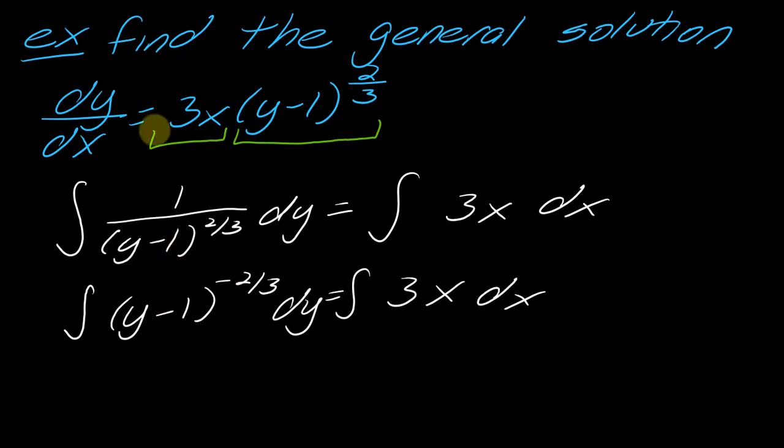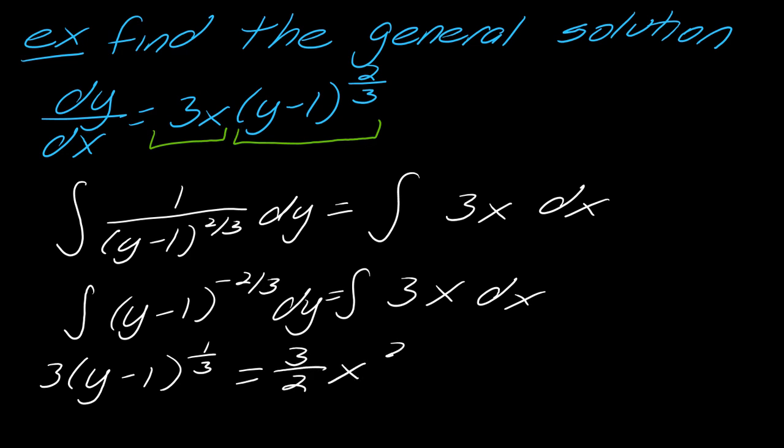So this side will become 3 times y minus 1 to the 1/3. And this side will be 3 over 2x squared. Now you still need a plus c because these are both indefinite integrals. So you just put the plus c on the x side. It kind of doesn't matter where it goes. You just need one c, and that's good enough.